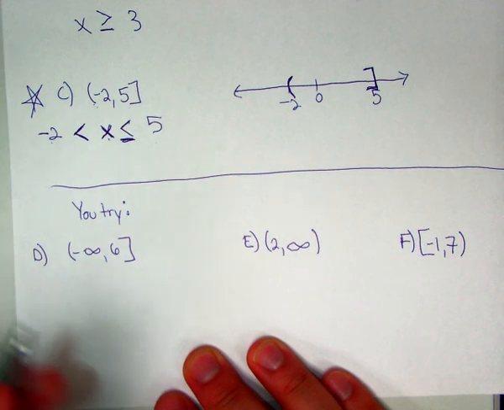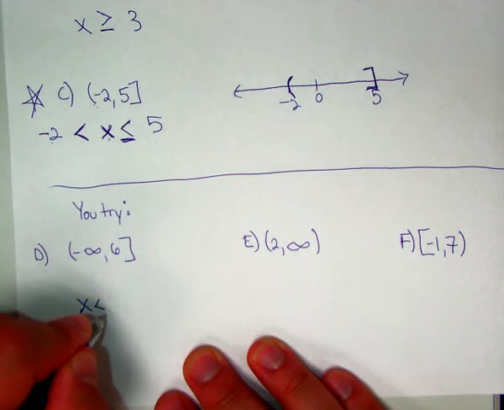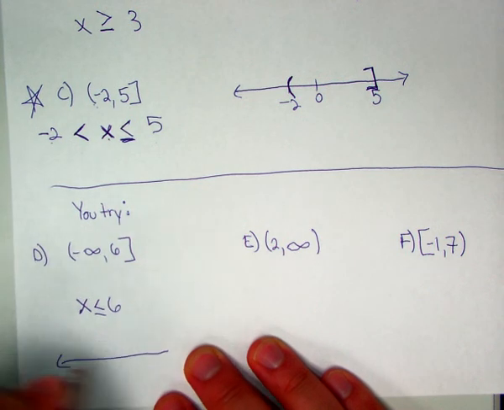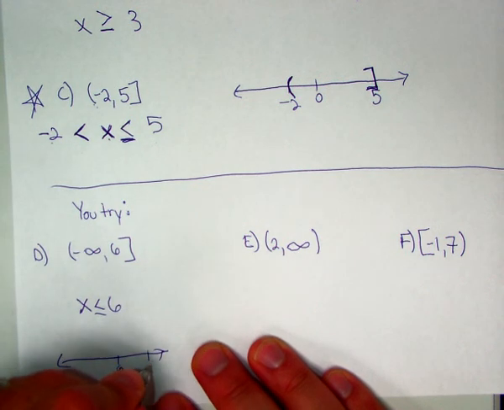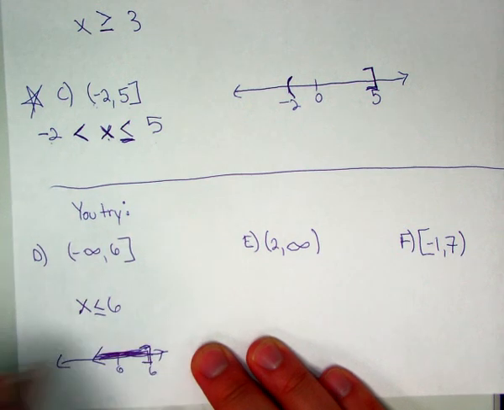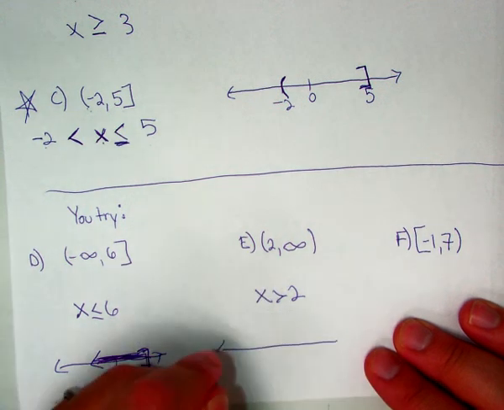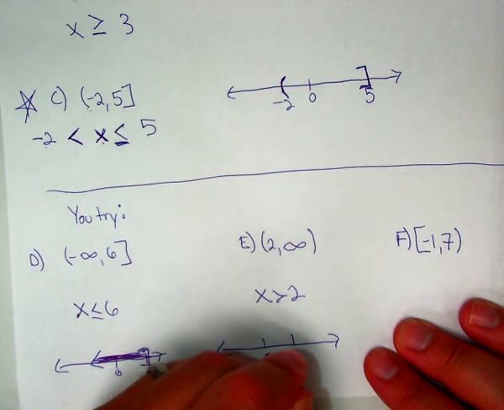Okay, so here's the first answer. X is going to be less than or equal to 6. That will be at 6, bracket, and it's going to go to the left. Okay. X is bigger than 2. At 2, parenthesis, and go to the right.